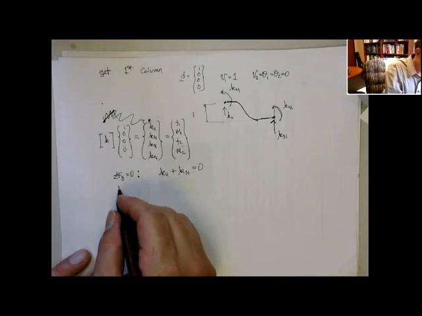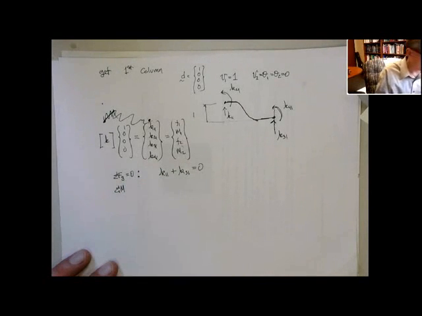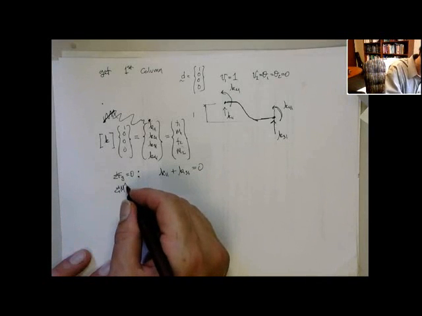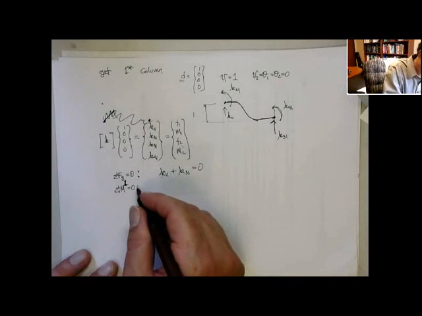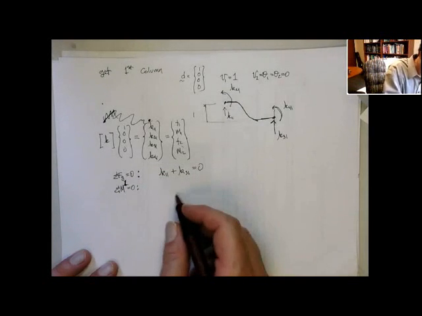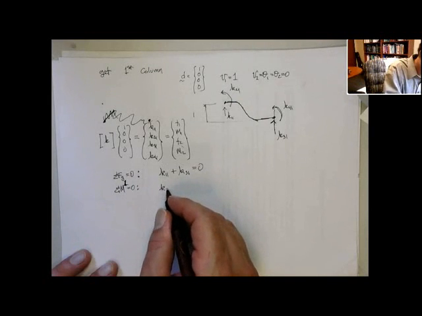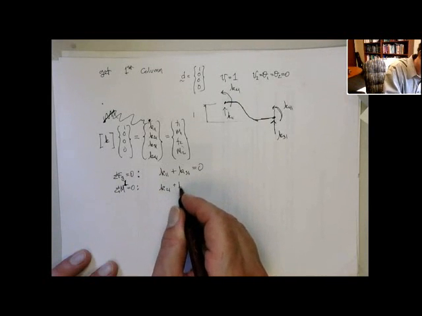I can also do sum of moments. And let's do sum of moments around, what point do I always do? Doesn't matter, but let's do it around A. That has to go to 0, or node 1, if you will. We'll do it around node 1. Let's do it around this point. So that gives me K21 plus K41.